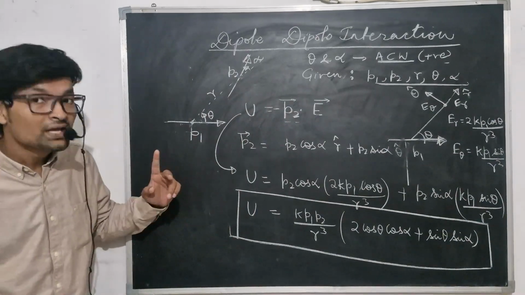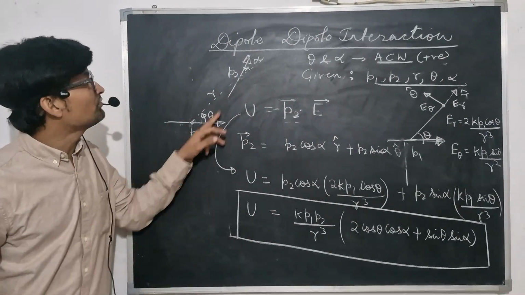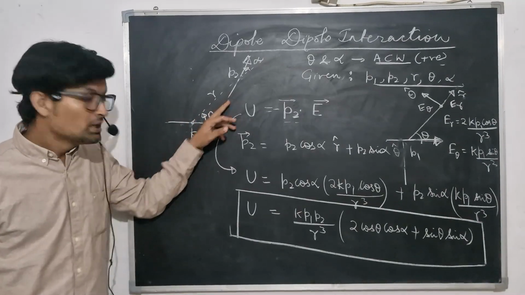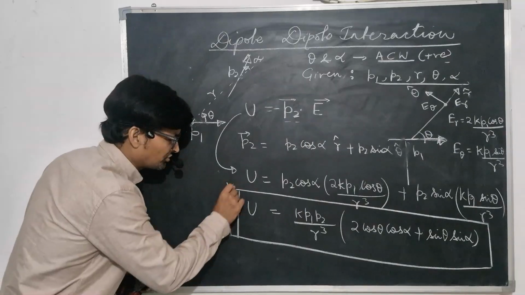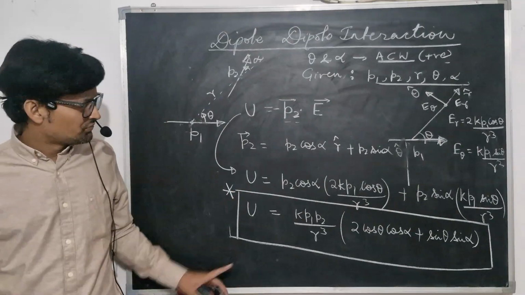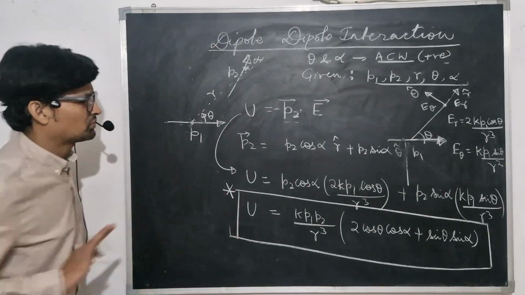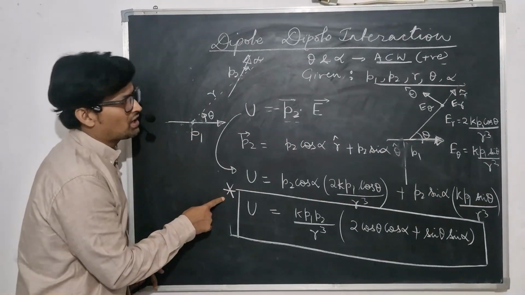And in fact, they may ask you, what is the energy of interaction between these two dipoles? If they are asking, then you can use this. So better you remember this result as well. What is the energy of interaction? For the general case, we have this, okay? Remember this, I have put the star over here.